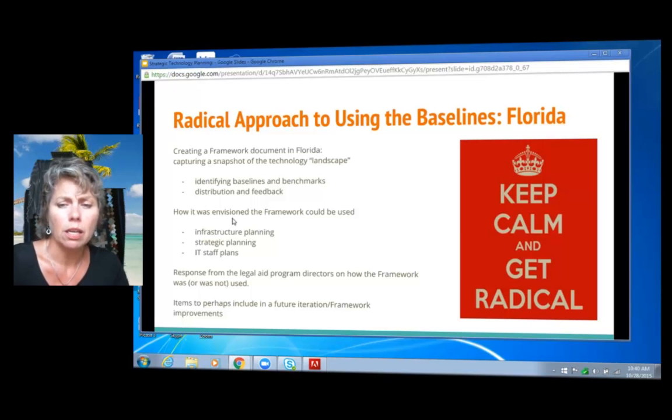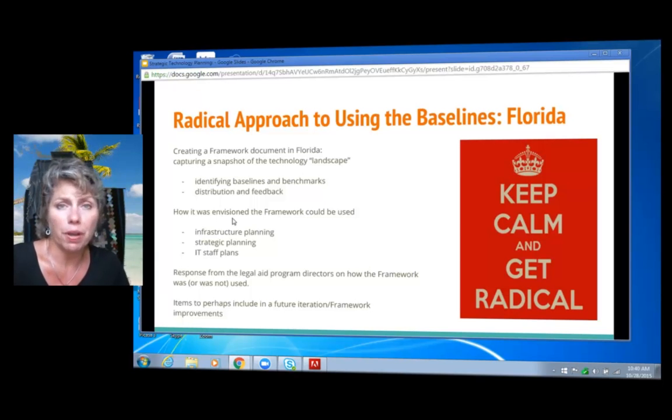And the second group that we really wanted to target was the programs themselves. Part of the benefit of the document was the benchmarks, because you could look at, this is where we are in Florida, and then how do we stack up against other legal aid programs around the country as well as other nonprofits. So it was a way to give people a sense of context around their own technology planning.